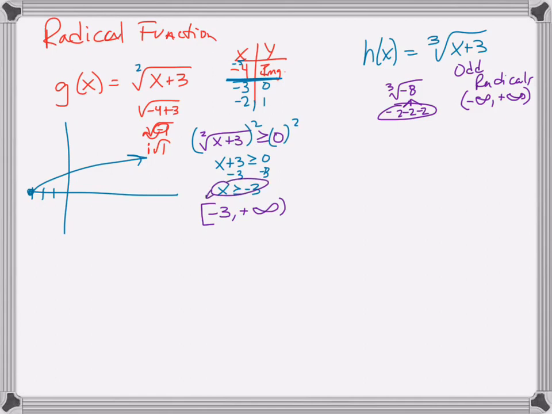And then with any odd root, again, you don't even have to do the work. You can just say, oh, I know it's going to be negative infinity to positive infinity, or all real numbers. All right, the last kind that we have here is a rational function. In mathematics, rational is just a fancy way of saying a fraction.